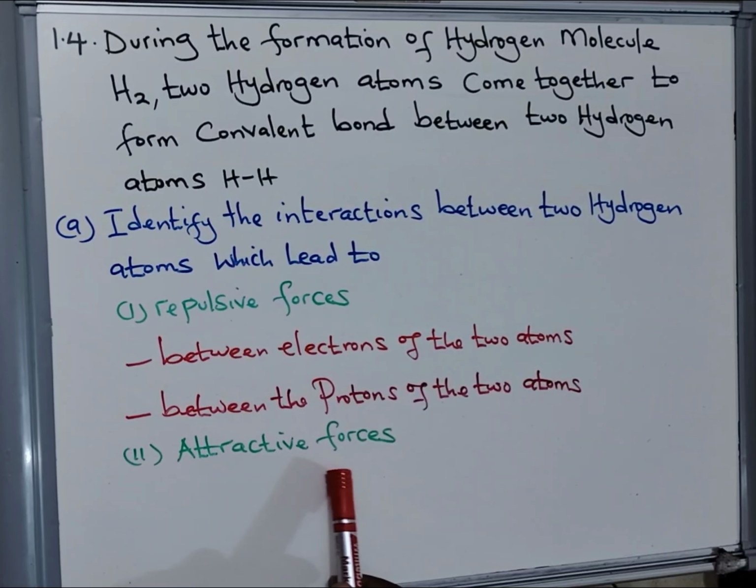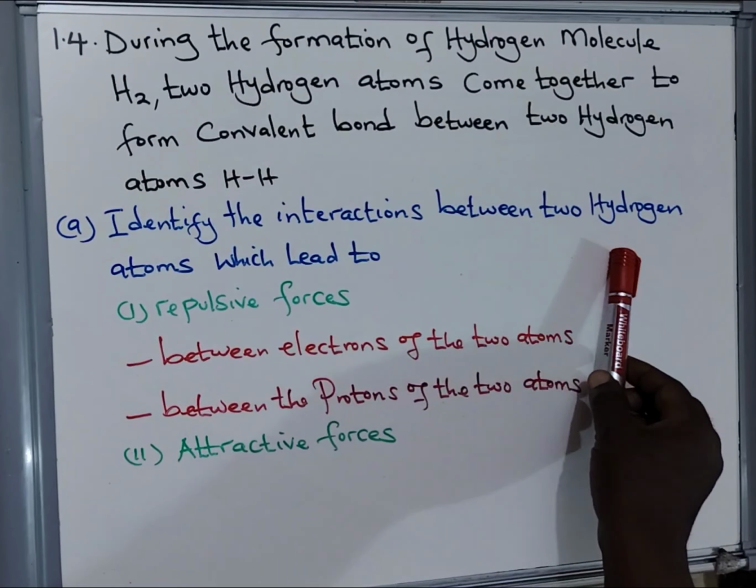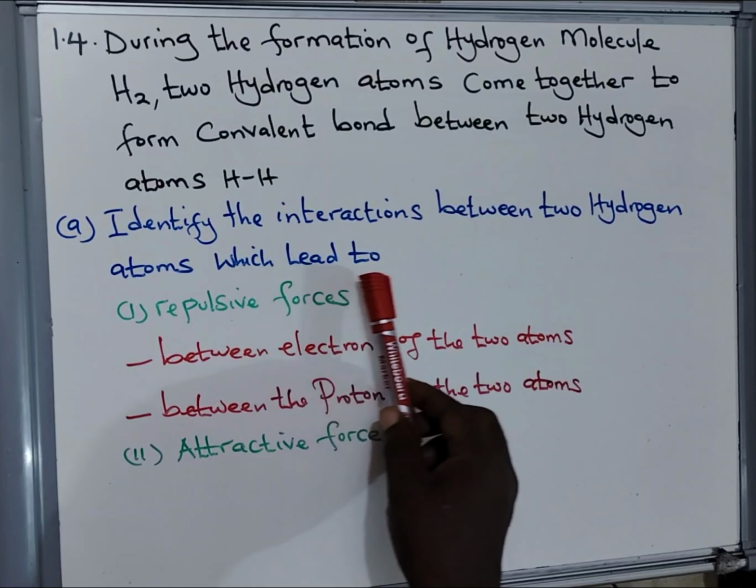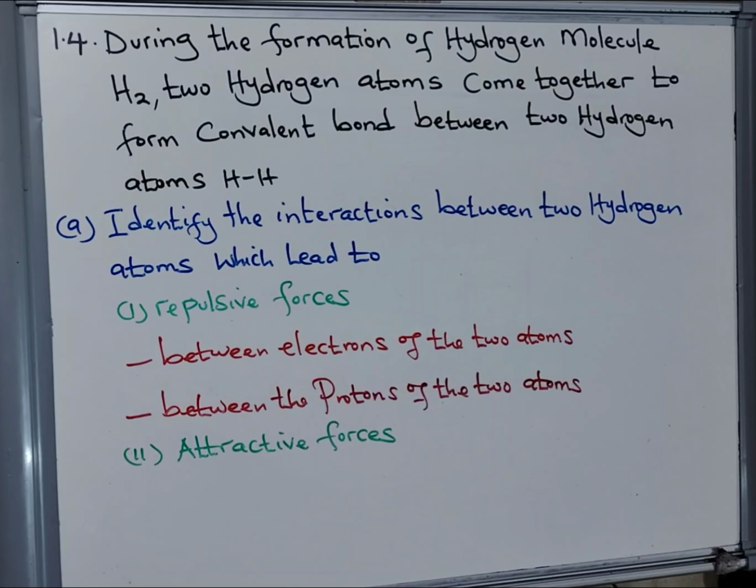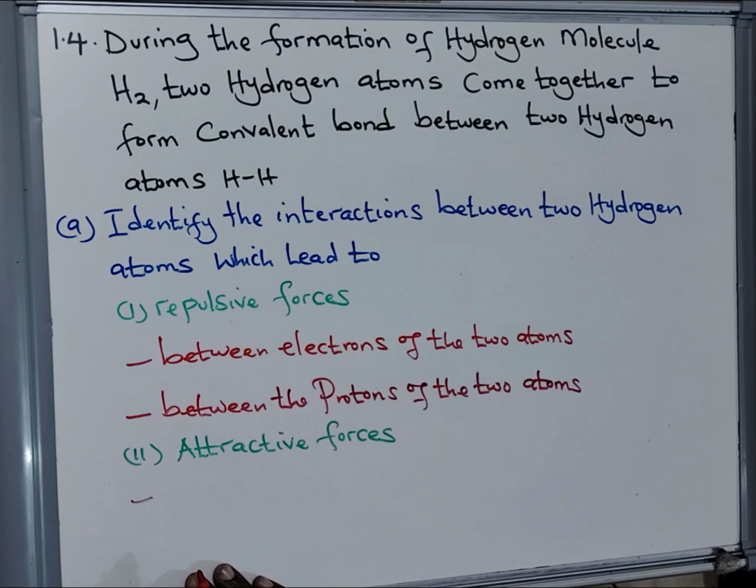Okay. Then comes this one. It says, identify the interactions between two hydrogen atoms which lead to attractive forces. Okay. This one, we know that inside the nucleus there are positive protons and outside there are electrons. So the interaction between the protons of one atom and the electrons of another atom lead to attraction or attractive forces.